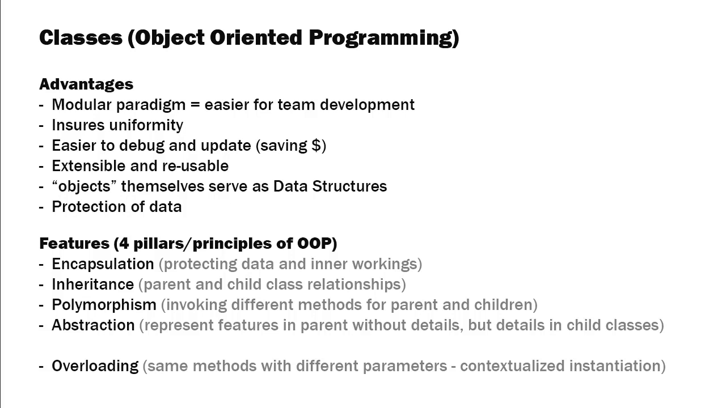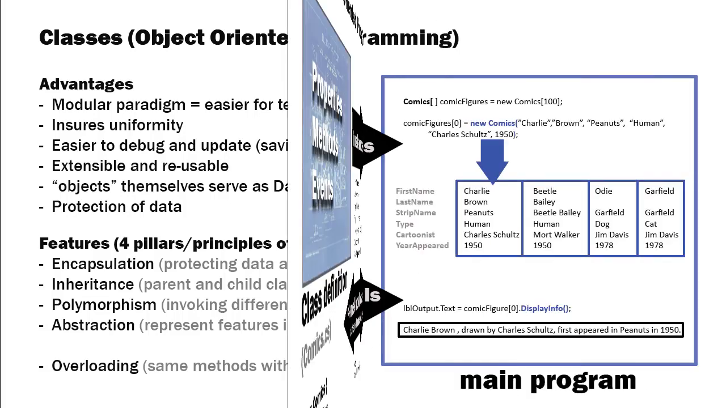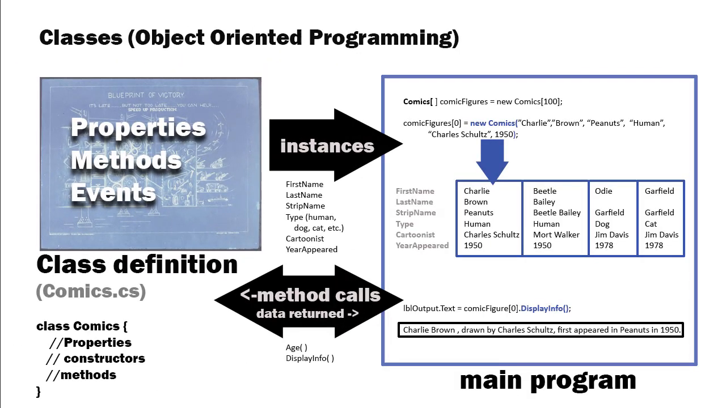Let's take a look at how classes work with our main program. So a class is really nothing more than a blueprint. It's a blueprint for defining instances of an object. And that object, as we mentioned already, has properties, methods, and may have events. So we can define that class after our main class, or we can create it as a new class file. And if we create a new class file, it'll have a .cs extension on it. So let's say we create a file called comics.cs, and we'll do this in the next video. That class is going to have properties, it's going to have constructors, it's going to have methods.